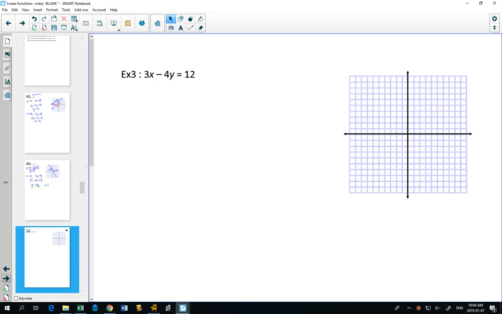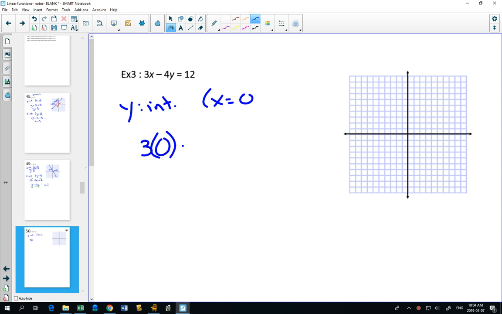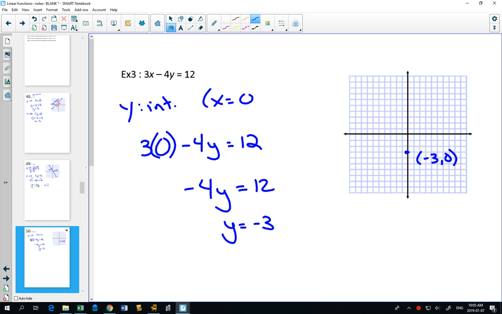So here, if I wanted to find my y-intercept, again, make x equal to 0, 3 times 0 minus 4 times y equals 12. That will just be negative 4y equals 12. Divide both sides by negative 4. And you get y is equal to negative 3. Draw that point on our graph. Negative 3, 0. Whoops.